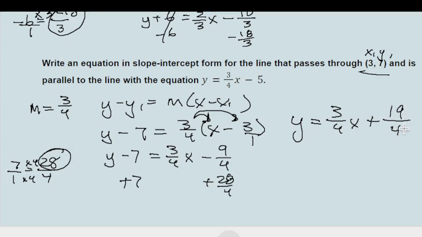So it's 3/4 x, so it goes up 3 over 4, and the y-intercept is almost 5, because it's 4 and 3/4. That's how these work. I hope this has been helpful to you, and I wish you nothing but luck on this. All right, thank you for watching.